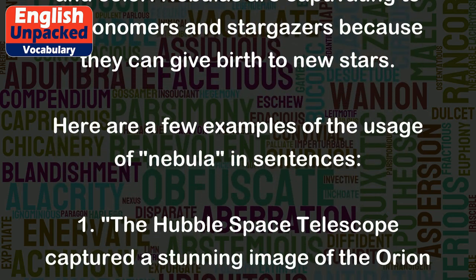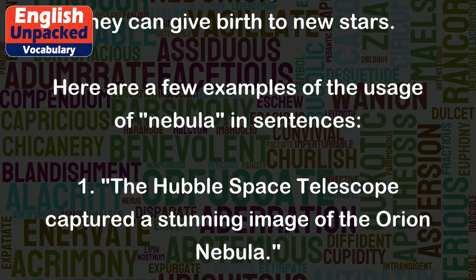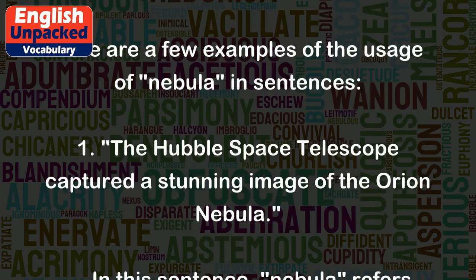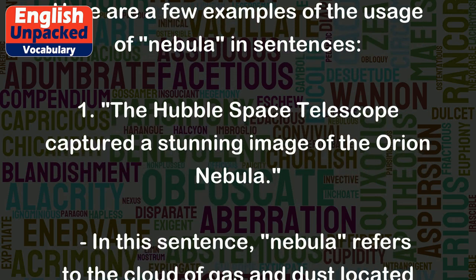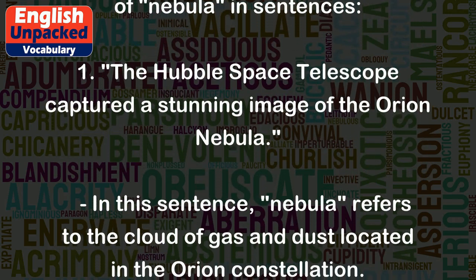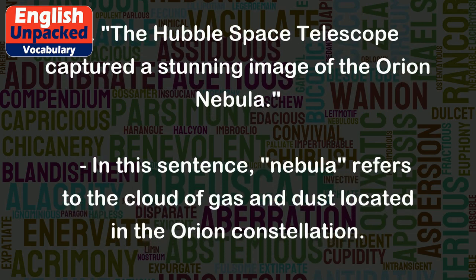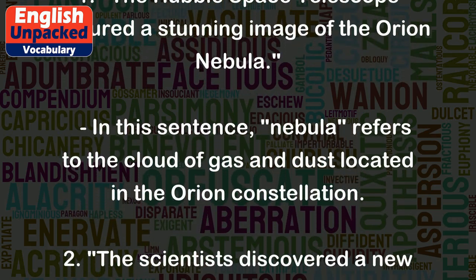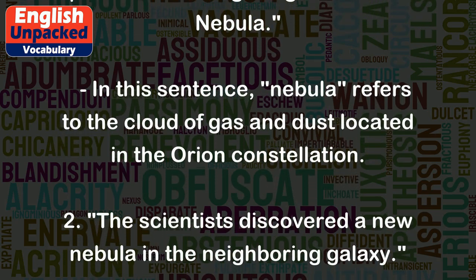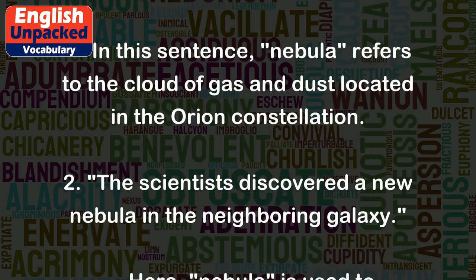Here are a few examples of the usage of nebula in sentences. 1. The Hubble Space Telescope captured a stunning image of the Orion Nebula. In this sentence, nebula refers to the cloud of gas and dust located in the Orion constellation.